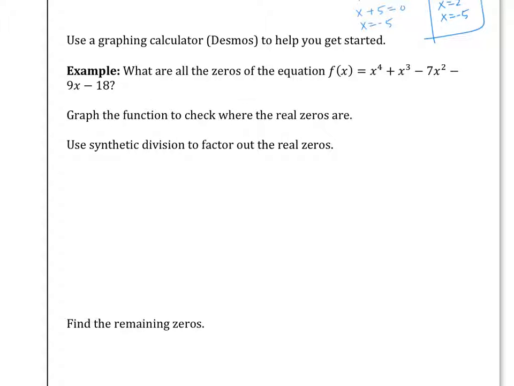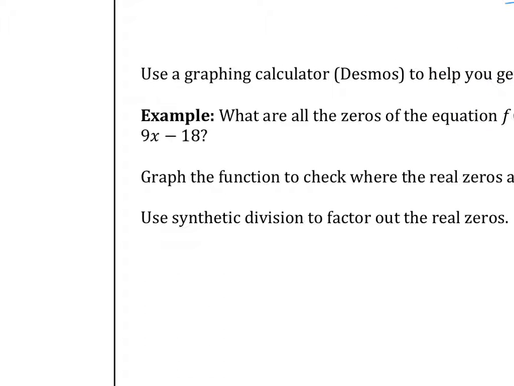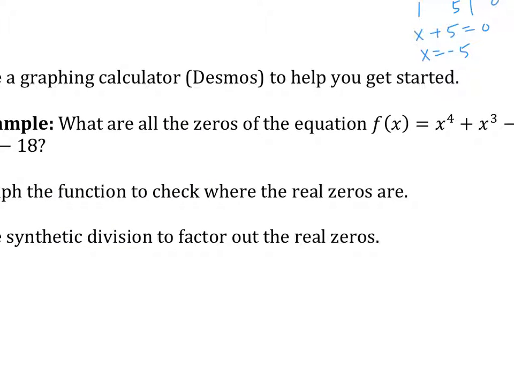All right, so this is where we stopped yesterday. Okay, so we're on page 19. We're going to do another example. This question says, what are all the zeros of the equation? Then they give us this really long polynomial, just like 24. The first clue says graph the function to check where the real zeros are. So you're going to graph it on decimals and check what crosses the x-axis. That's what you're going to start with.